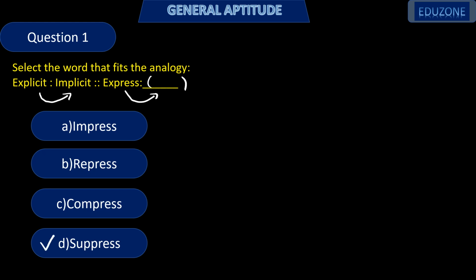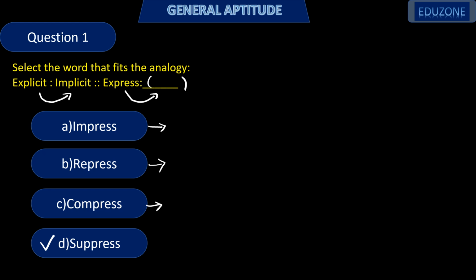Suppress means to hide or to hold back something, to prevent something from being shown. Now what is impress? Impress means to leave a strong or positive impact on someone's mind. That is, he wanted to impress his boss by working extra hours. Now repress. Repress means suppressing something forcefully. Now compress. Compress is to make something more compact or to press something to a small size or shape. That is, to compress the clothes into a small suitcase.